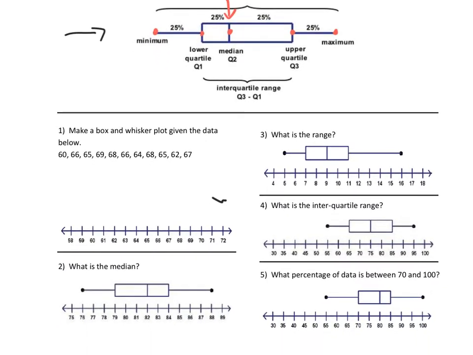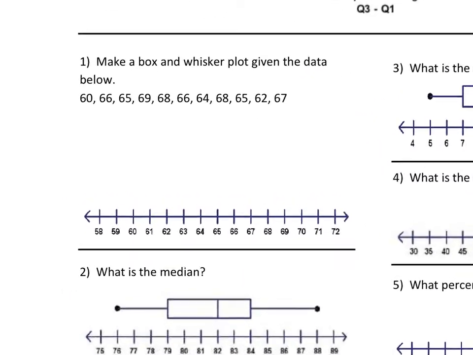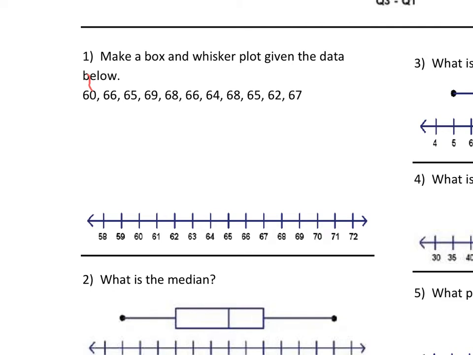So we're going to look at this specific data right here, okay? It says make a box and whisker plot given the data below. So my first thing, I got to have my numbers in order from least to greatest, okay? That's like number 1 priority. My least number is 60, so we're going to stay with 60. And then we're going to go where? 62, okay? So 62 is next. My next number is what? 64. Then 65, and we have 2 65s, right?